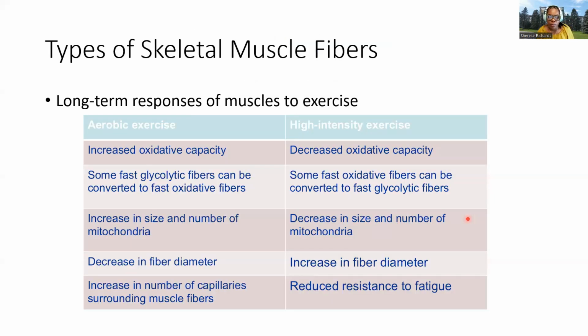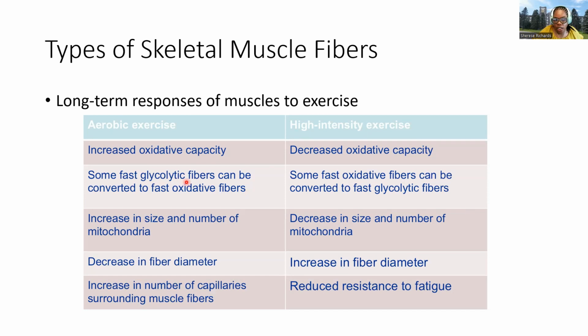Now let's think about long-term responses to muscles and different types of exercises, and we can compare aerobic exercises to high-intensity exercises. So we think about, again, our marathon runner here, our long-distance runner here, having increased oxidative capacity. Now they can have some fast glycolytic fibers that can be converted to fast oxidative fibers. And so that can shift the metabolic reliance of the muscles. Instead of relying on glycolysis, they can now be reliant on oxidative.